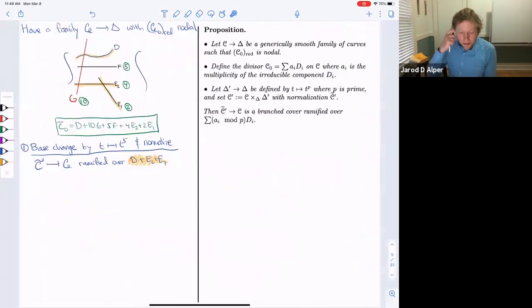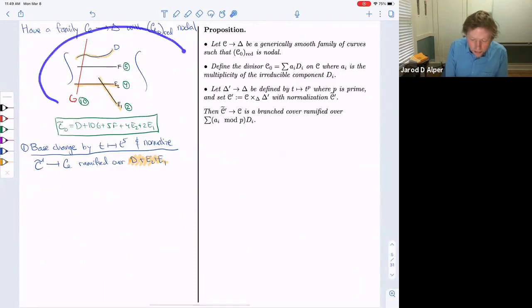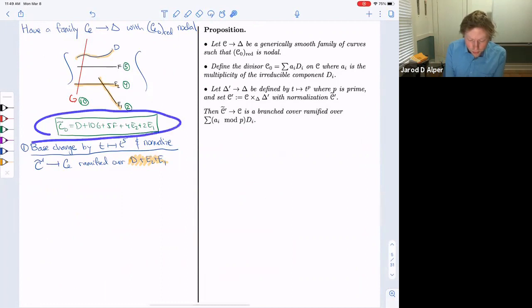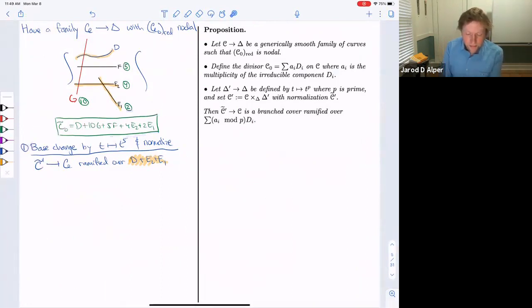Right, so the upshot is now we're in a situation where, okay, I spelled out, here's where we are. We have this family, and we have multiplicity. So I write the central fiber C tilde 0, with multiplicity, as D plus 10G plus 5F plus 4E2 plus 2E1. And I now have some choices of which base changes to apply. I could either base change by t goes to t to the fifth, or I could go t to the t squared. I think doing it this way first is easier.